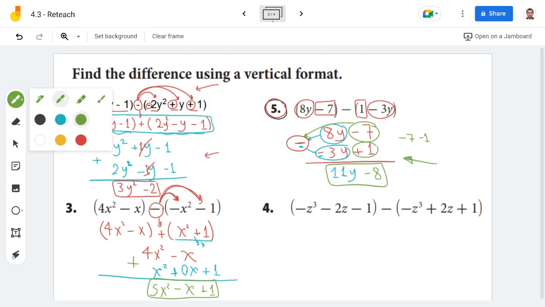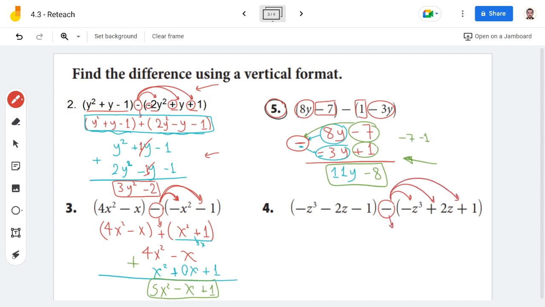Okay, let's go to the last one here. So we distribute the negative and we change the negative to positive. So now negative with negative z is positive z cubed. Negative with plus 2 will be negative 2z. Negative with positive 1 will be negative 1.